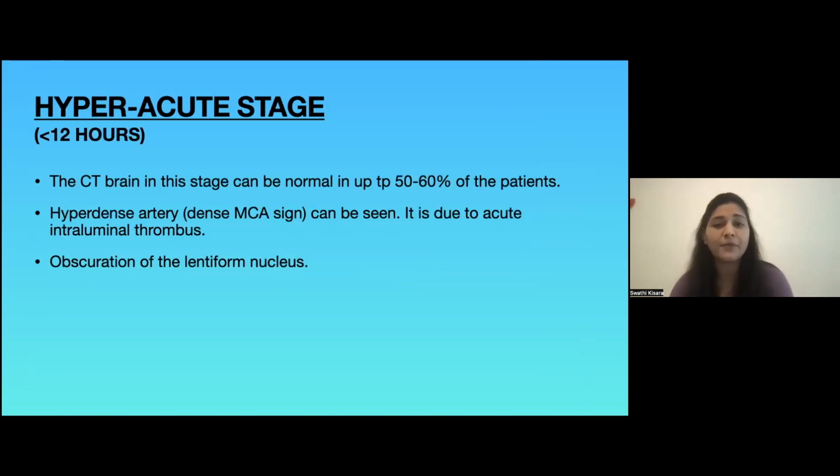So coming to the hyperacute stage, which is less than 12 hours after the onset of stroke symptoms. The CT brain in this stage can be normal in up to 50 to 60% of patients. And some of the CT abnormalities that can be detected are the hyperdense artery sign, which is the dense MCA sign. It is due to acute intraluminal thrombus. And the other subtle signs include obscuration of the lentiform nucleus.